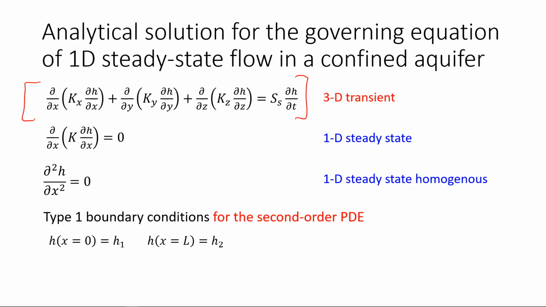So we can simplify this, and we can assume that this is a steady state. It's not transient, so the head is not changing with time. It's constant. We can assume it's just 1D flow. There's only flow in the x direction. There's no vertical flow, or no flow in the y direction.